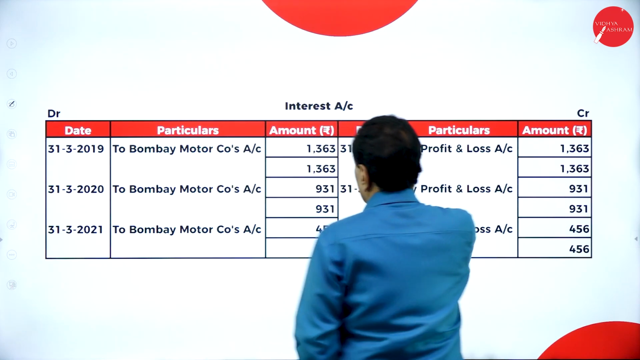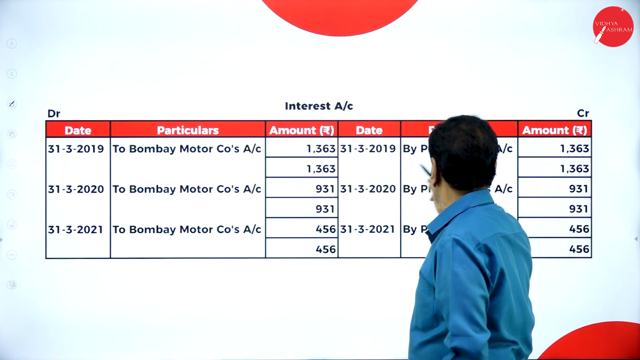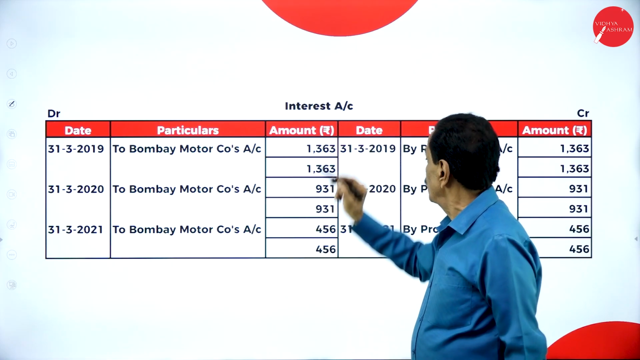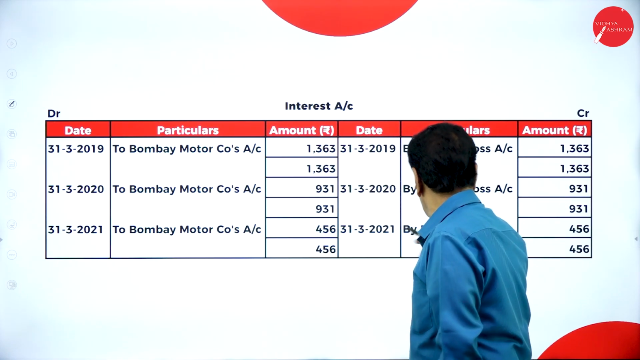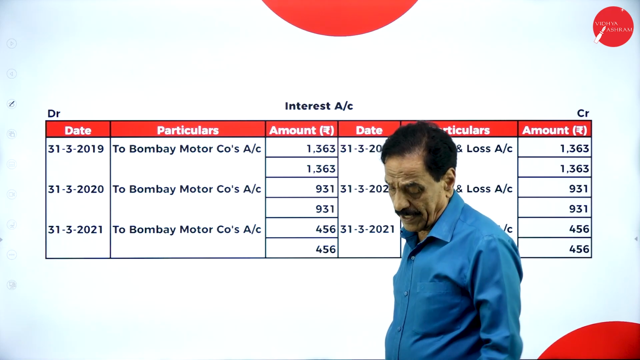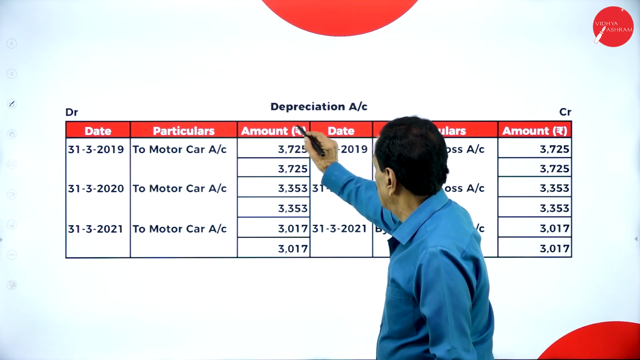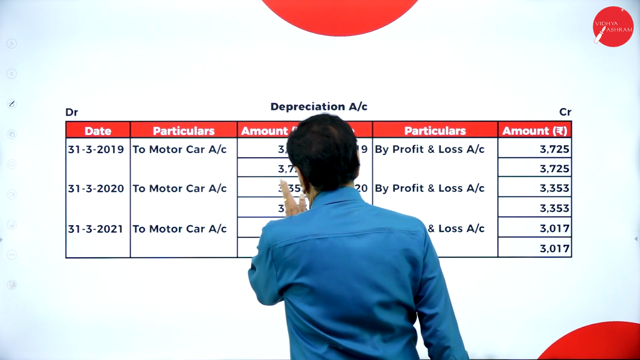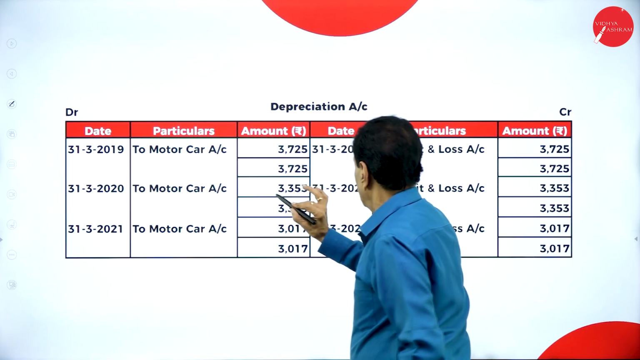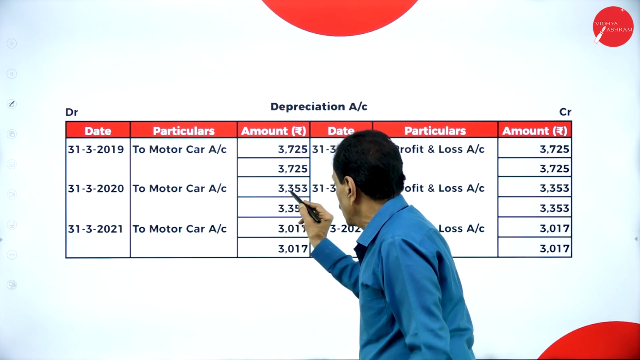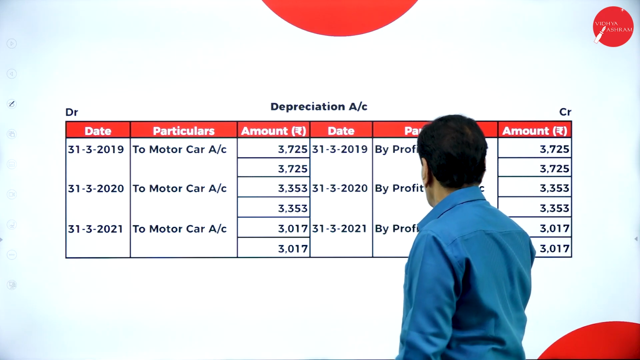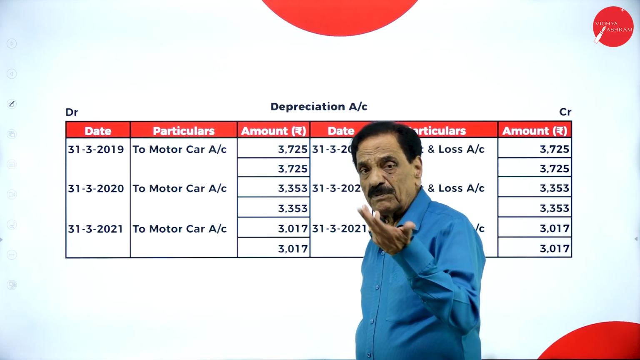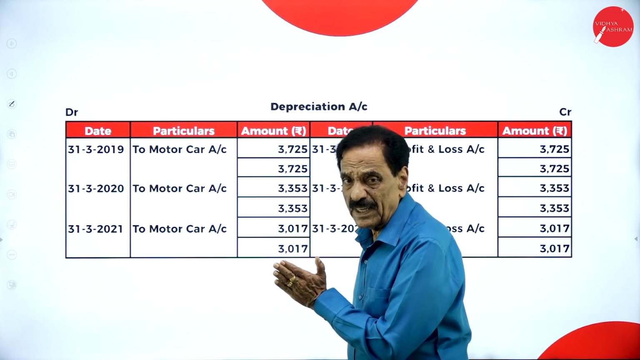All the three entries say: interest to Bombay Motor Company, by profit and loss account, transfer entry. Then the last entry, depreciation account debit to asset account: depreciation to motor car account, by profit and loss account to motor car account, 33,000. So depreciation is charged and transferred to profit and loss account.